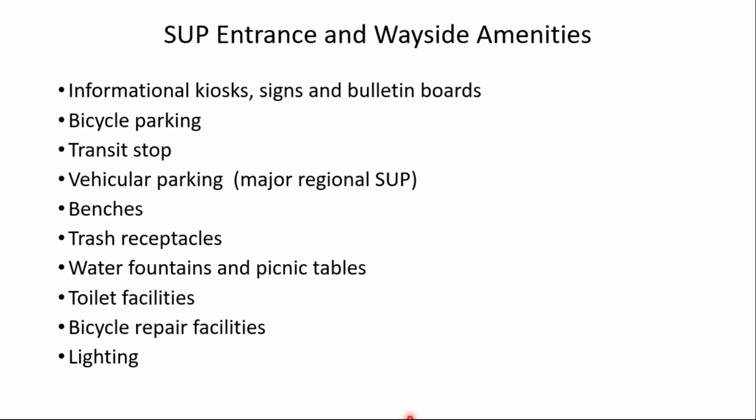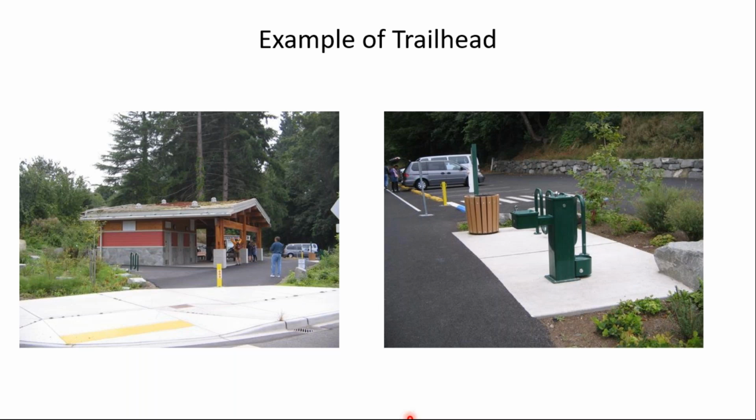Entrance and wayside amenities, a number of different things. Again, these are amenities and options. They're not requirements, but these are things that enhance the user experience. And here's an example. This is Washington State on the left, a nice facility at kind of a trailhead, a shelter, vending machines, restrooms, maps, a green roof, very well done facility, I thought. And I think this is the same facility. Notice they provide motor vehicle parking, also bicycle parking, bicycle repair facilities. All of these amenities are, I think, appreciated by the users.